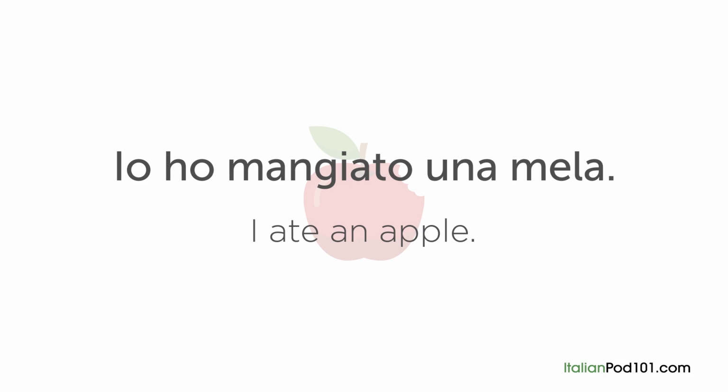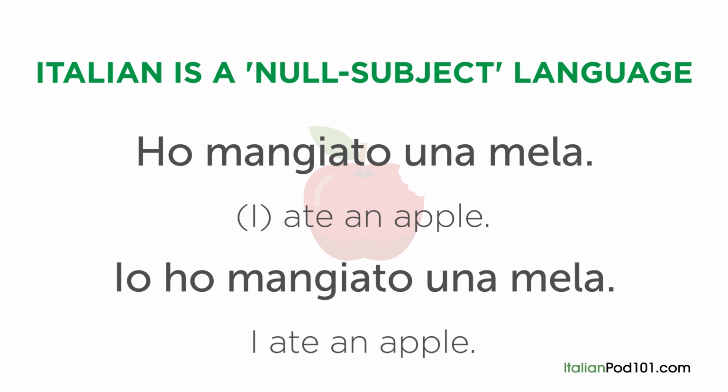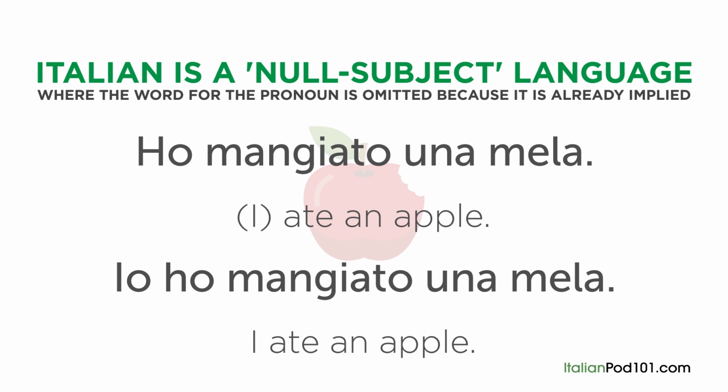More often than not, if you wanted to say I ate an apple in Italian, you would not say Io ho mangiato una mela. Instead, you would more likely say ate an apple in Italian. Ho mangiato una mela. This is because Italian is a null subject language where the word for the pronoun is omitted because it's already implied. This is because all of the information can be derived from the way the verb is conjugated in the sentence.